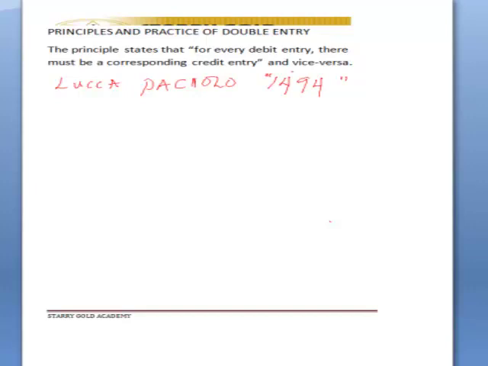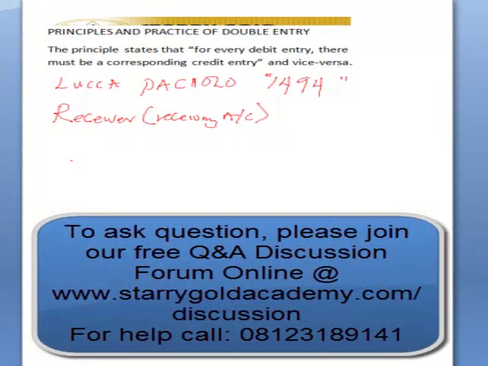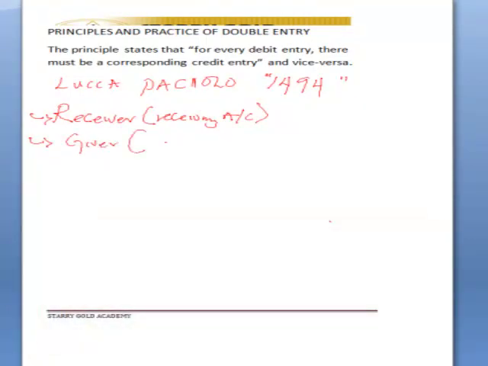Now, in applying this principle, the principle views that every transaction involves two parties. So the first thing we must do is identify the parties to every transaction. A party must be a receiver. There must be a receiving party, and that receiver, we shall call that account a receiving account. Then we must have another party called the giver, and that giver can also be called the giving account.